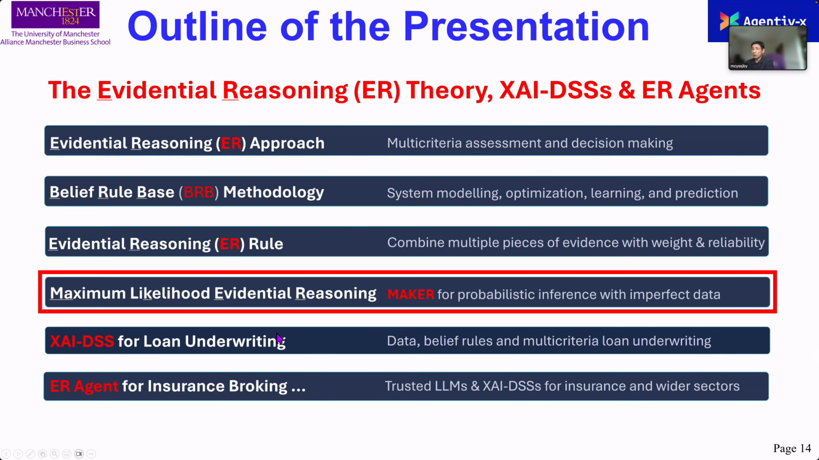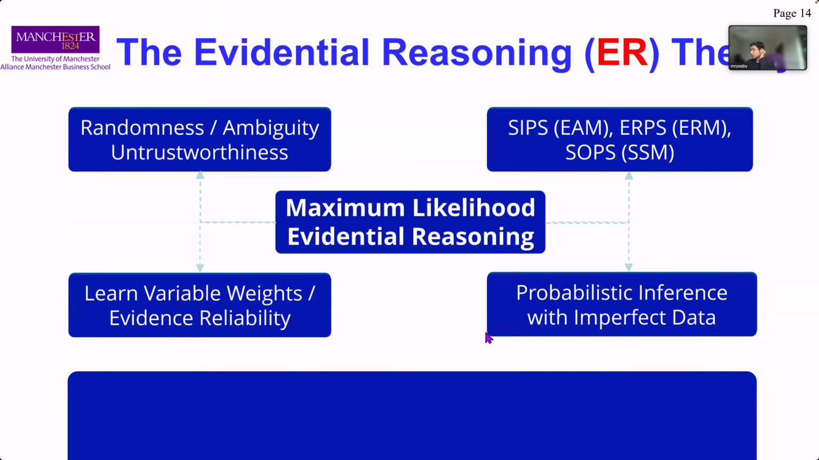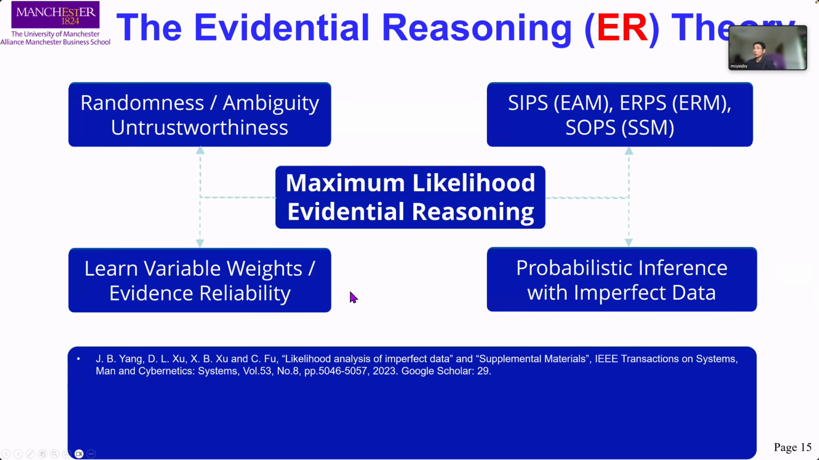The most recent one we call maximum likelihood evidential reasoning, which is really for generic probabilistic inference with imperfect data. So in this case, we tried to model not only randomness as Bayesian inference is modeled, but also ambiguity. And also, if information is not fully reliable, then we can also model this as unreliability or trustworthiness. That means those three types of uncertainties can now be modeled in the same framework, which we call MAKER framework.